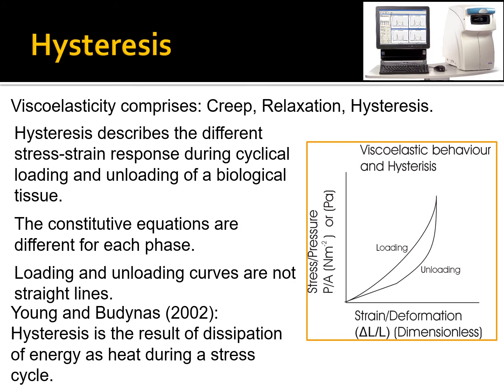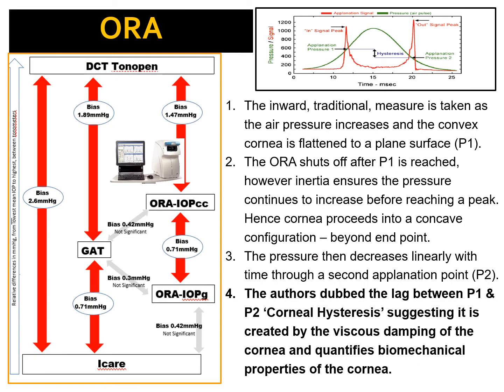So Young and Bodanis describe it in mechanical terms. Hysteresis is a result of dissipation of energy as heat during a stress cycle. So it's not quite the same, but it still has to do with the microstructure. So this is where this Aura machine came in.